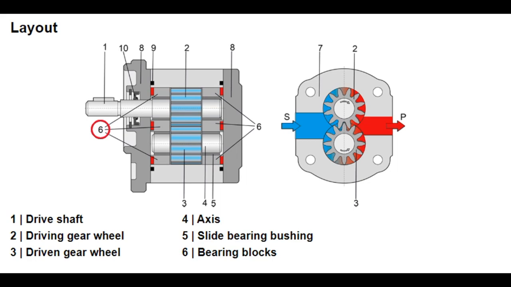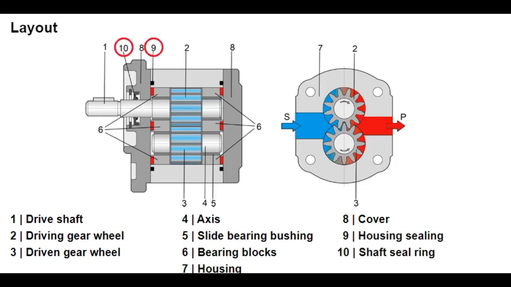2 bearing blocks 6 hold the slide bearings and also set the distance between the two gears. The distance is such that the gears mesh with minimal axial clearance. The housing 7, which is often made of an extruded aluminum profile, houses the suction port S and the pressure port P. The housing is closed with cast iron covers 8 and sealed with housing seals 9 and a shaft seal ring 10.